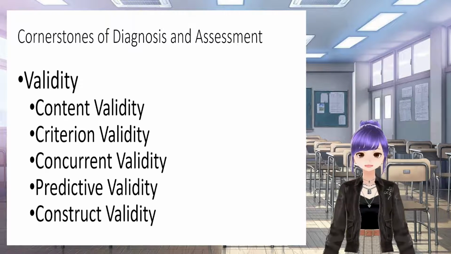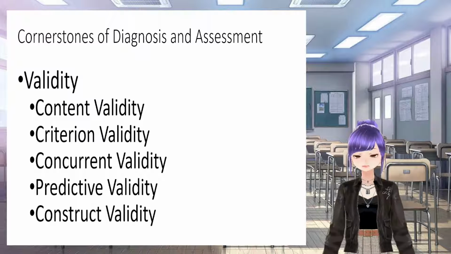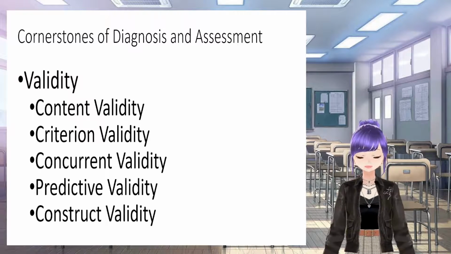Both concurrent and predictive validity are under criterion validity, and what is common between the two of them is that they have a point of reference or a standard to compare to for their tool of assessment. The difference is that for concurrent, it is measured at the same time and with the same variables involved. However, for predictive validity, the criterion you have is in the future. So the point of comparison is in the future.